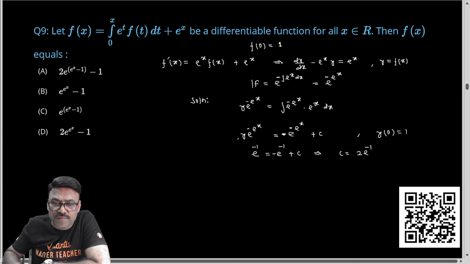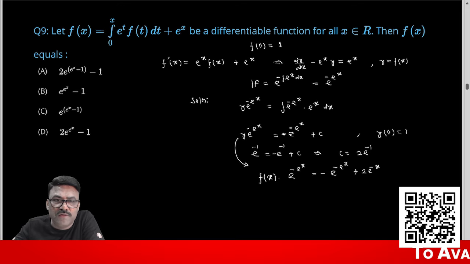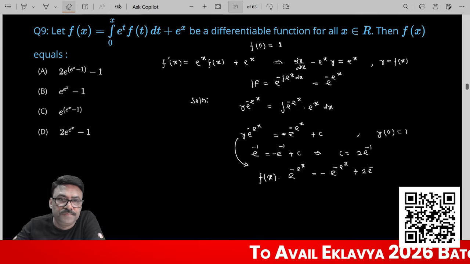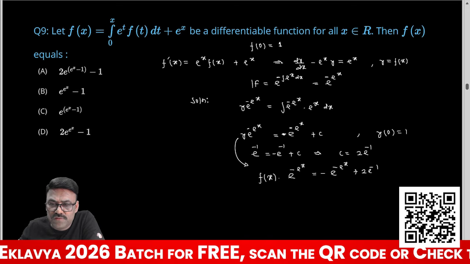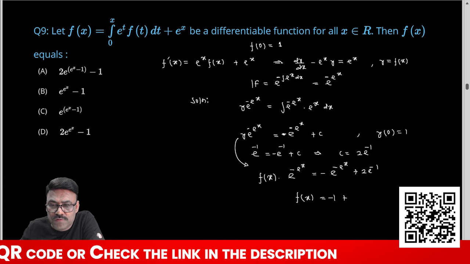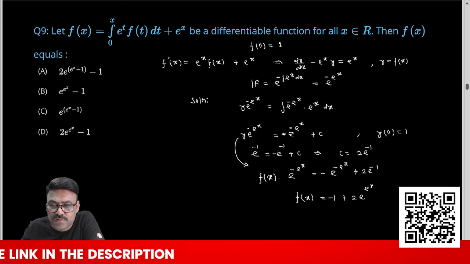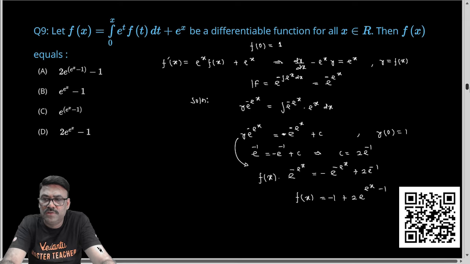Now if I put the value of C here, f(x), y is f(x), e raised to minus e^x, minus e raised to minus e^x, plus 2 e raised to minus 1. Now if I divide the whole equation by e raised to minus e^x, f(x) will be what? Minus 1 plus 2 times e raised to x minus 1. So basically option A should be the correct option here.